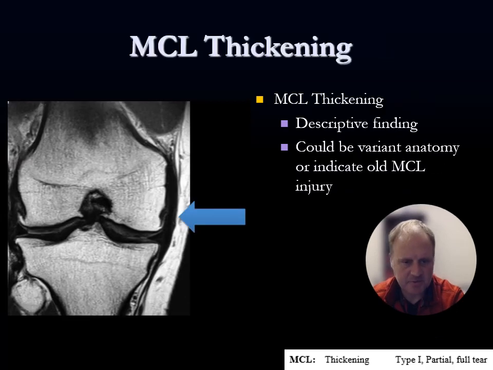MCL thickening is a descriptive finding. It could be a variant anatomy or indicate an old MCL injury, but if it just strikes you, especially if there's a segmental area of the MCL that is thicker than the rest, it can be mentioned in the findings.